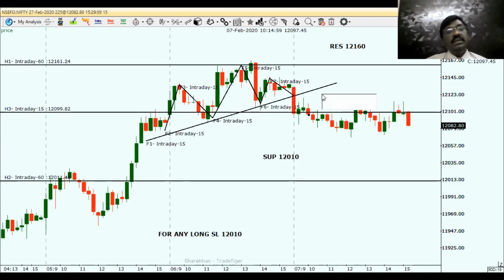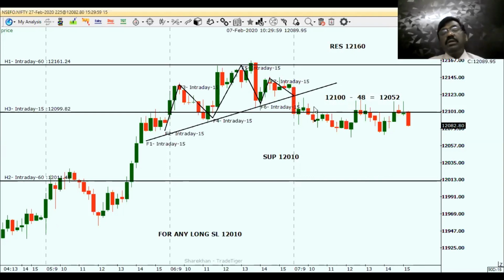So 48 points. The fall from here, that level is 12,100. You can take minus 48 points. Then this may give you a target of 12,052. Right? These are approximate values. So those who wanted to go short below 12,100 for the day based on this head and shoulder pattern, the target was 12,052.